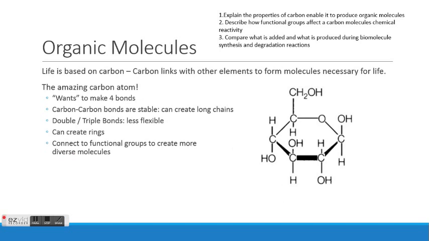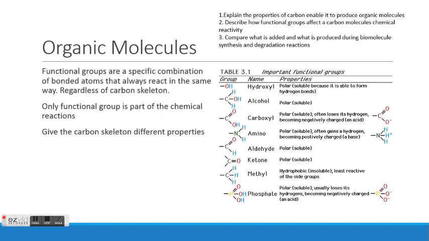So carbon's actually a pretty cool element. Like I said earlier, it wants to make four bonds to try to become like neon. Now, carbon can actually bond with itself, or with other carbons I should say. While a lot of elements can do that, carbon has a very, very stable bond to other carbons. And this allows it to create long chains, and that's how we get things like lipids and whatnot. Double and triple bonds are possible. The only issue with those is they're a little bit less flexible. Carbons can create rings, like glucose on the right there. And they connect the functional groups to create more diverse molecules.